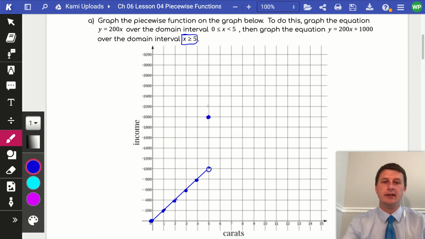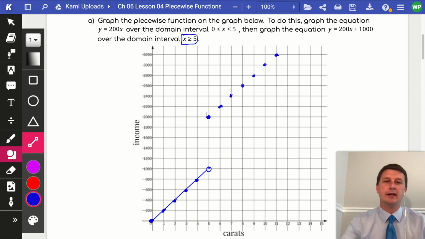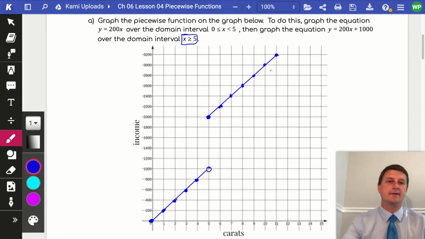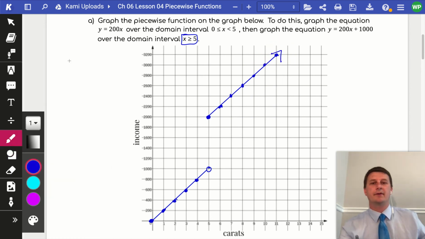And then I'm going to continue my up 200 over 1 for all of the points that fit on my coordinate plane right there. And again, I'm going to connect these points with a nice straight line. And I'm going to put an arrow on the end of that to show that that end goes on forever.